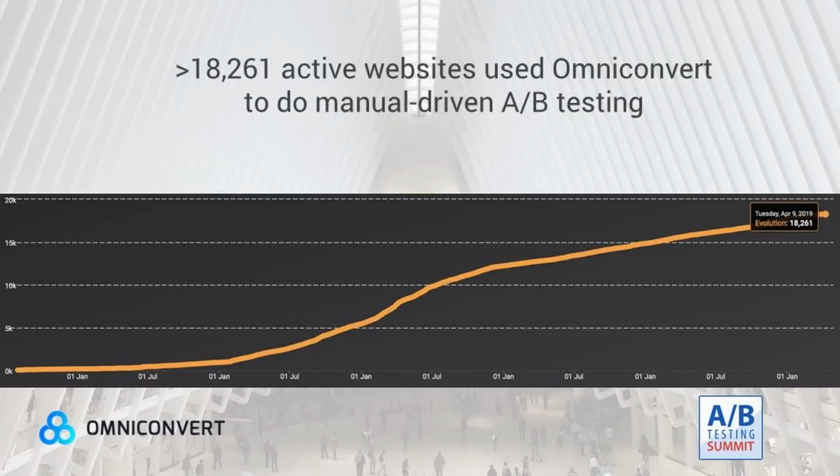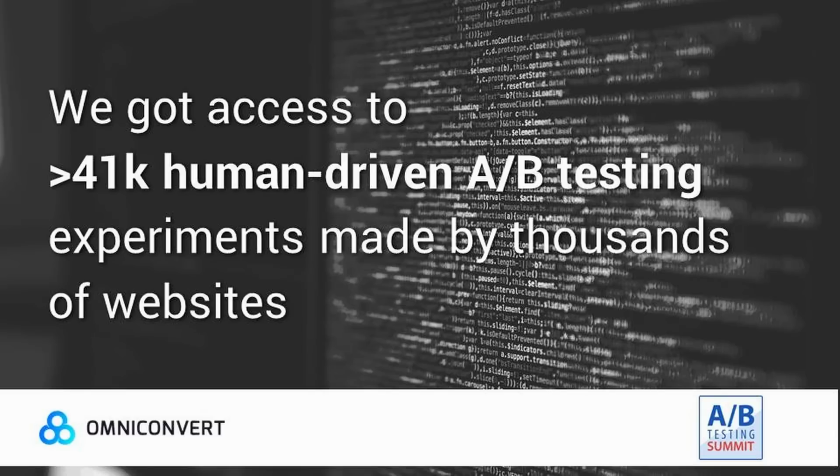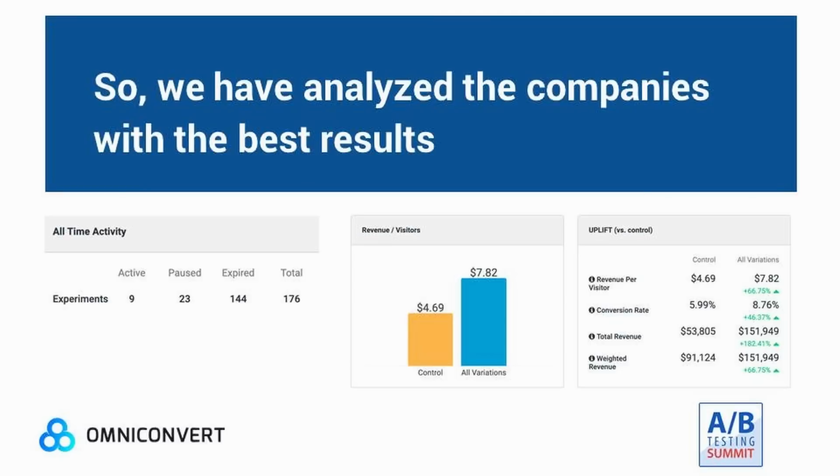18,261 active websites use Omniconvert to do manual driven A/B testing, and we have been focusing on more than 41,000 human driven A/B tests to understand which are the winners and which are the losers, and why some experiments are winning and some of them not. So we have analyzed the companies with the best results.